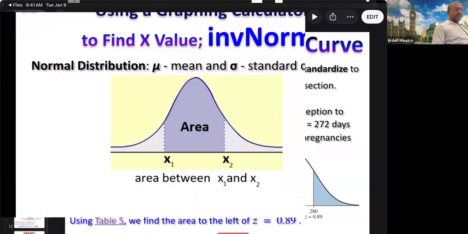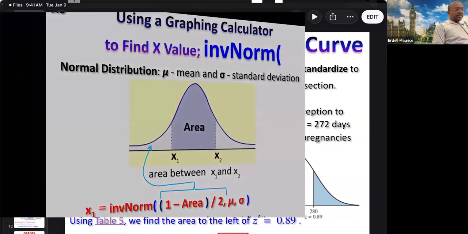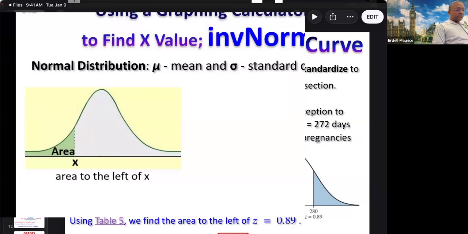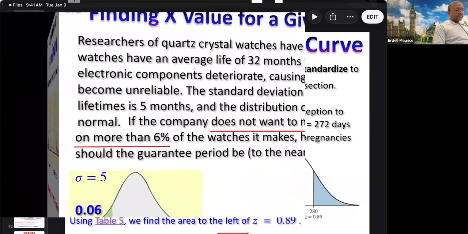Inverse normal in between. Now these are a little bit tricky. But let me see if we can get an example. I don't know why they have all these again.